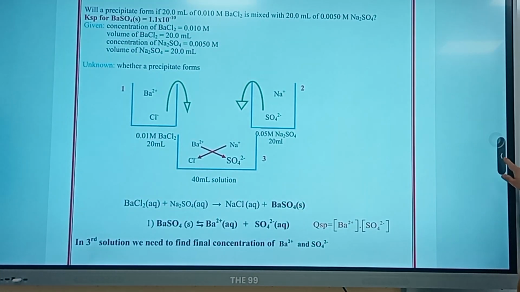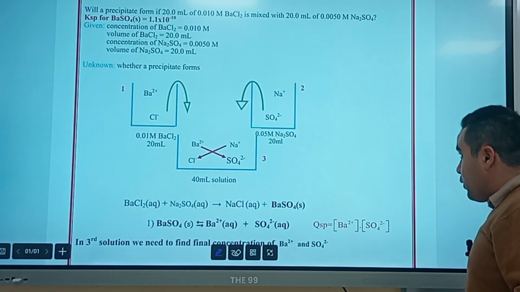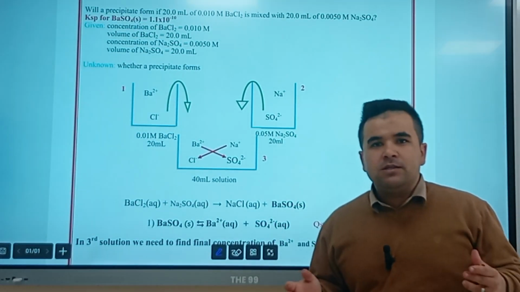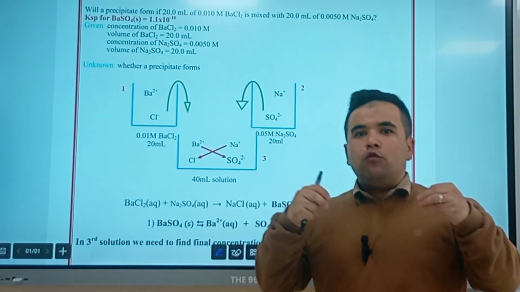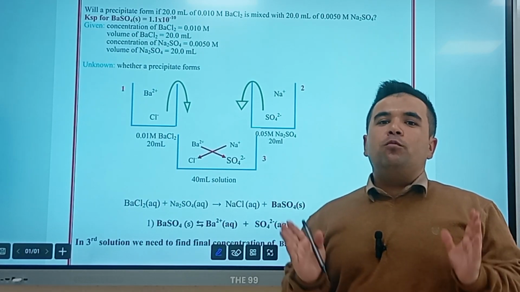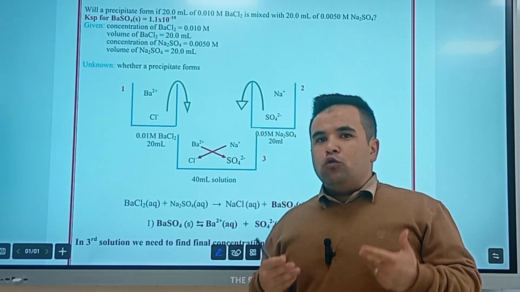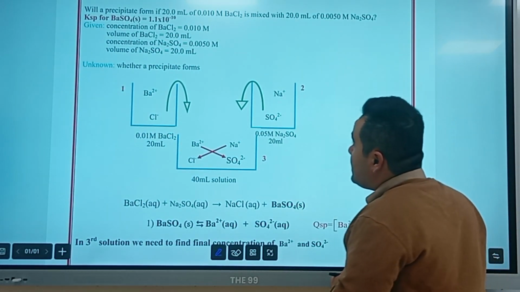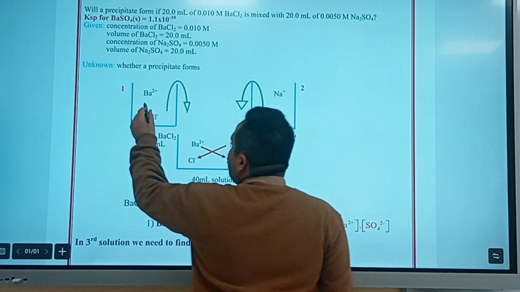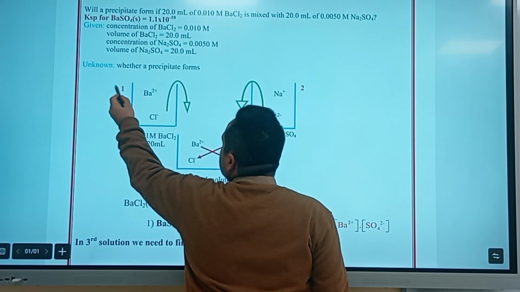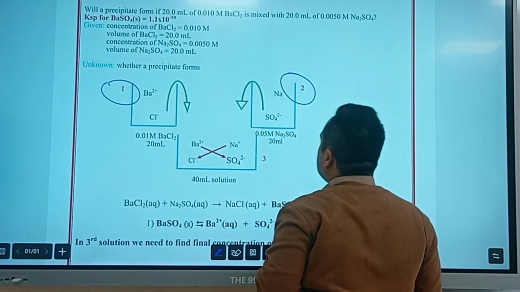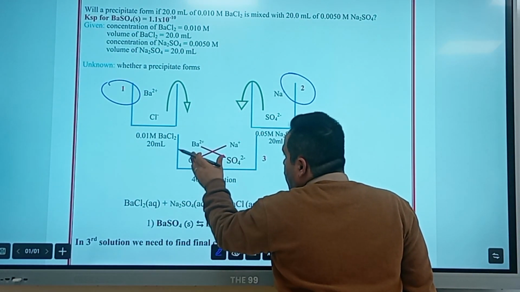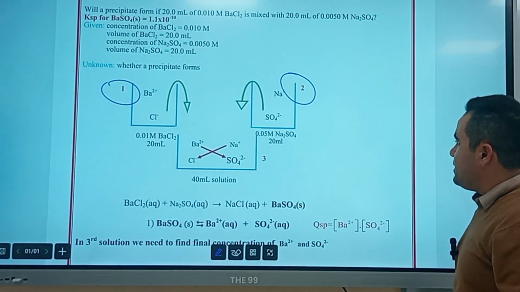Guys, let us solve a practice and check whether a precipitate will occur or not. Usually the problems are in the form of mixing two solutions to form a third. Whenever there are such questions, I will solve one and you'll learn how to solve the others, guys. In the sample problem, we have a solution of BaCl2, the first solution, and the second solution of Na2SO4, and we mix these two to form a solution of BaSO4 plus NaCl.